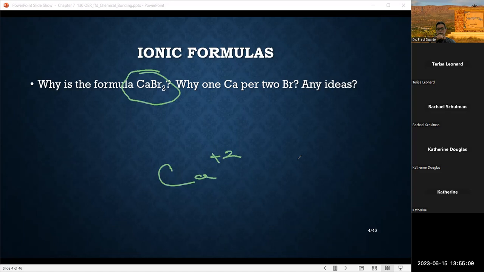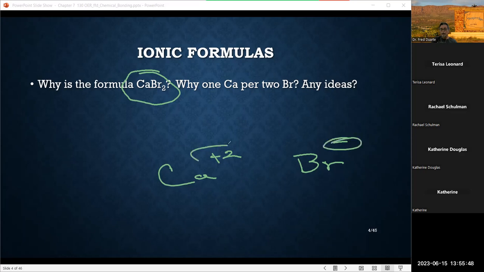Now, the bromide, what kind of charge does the bromide have? Find it on the periodic table and find out what group it's in. It's in group 7. Yeah, Erica, you got it correct. So when it becomes an ion, what is its new charge? It picked up 1 electron, because it's in group 7. So now bromide has a -1 charge.